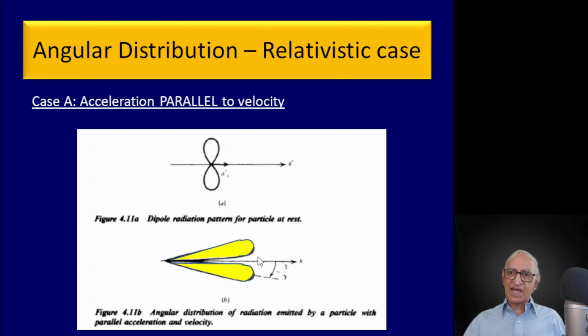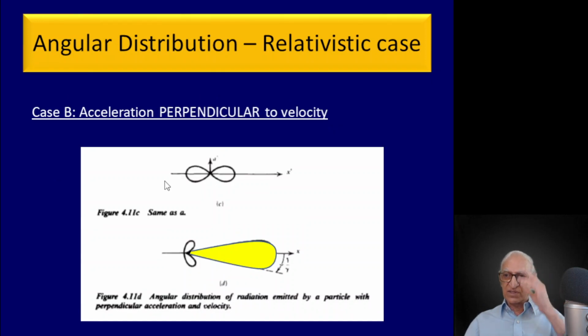Now suppose the acceleration is perpendicular to the velocity. Before, the velocity was in this direction, and the acceleration was also in that direction. But suppose it is perpendicular, like when a particle is going around a circular orbit: the velocity is tangent to the circle, and the acceleration is pointing towards the center of the circle, so they are perpendicular. So the radiation pattern was like this. Once again, there is no radiation along the direction of acceleration, and this radiation pattern due to aberration becomes focused in the forward direction. Now I have a solid cone whose opening angle is once again 1 over gamma.